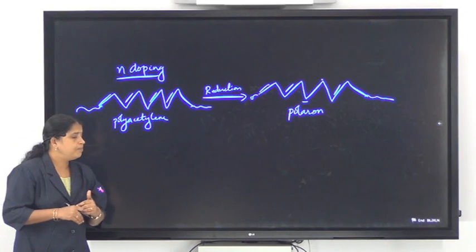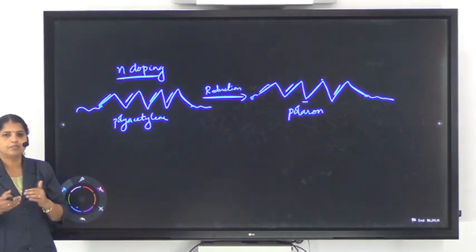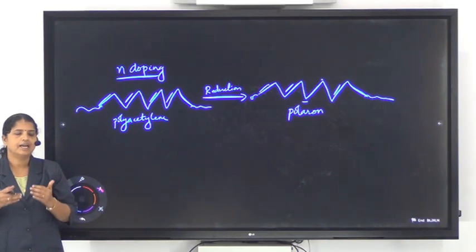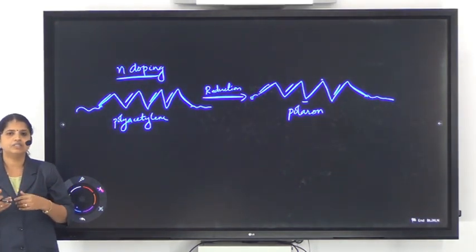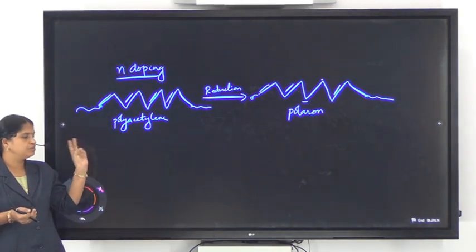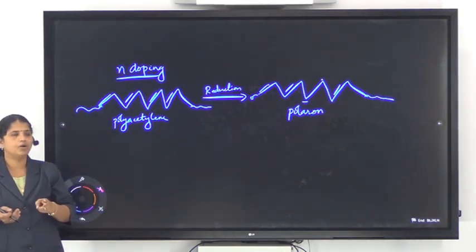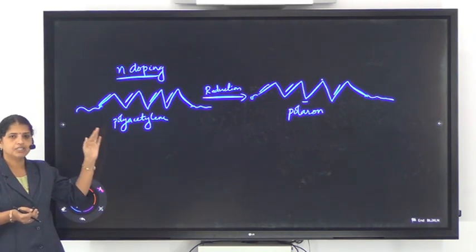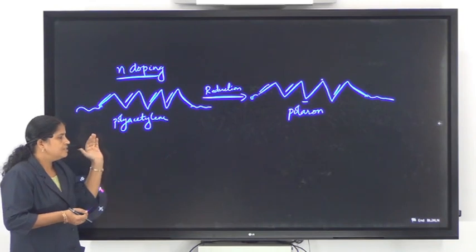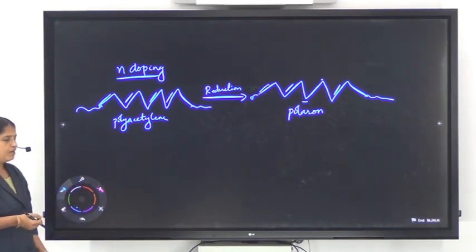So n-doping and p-doping: doping is the process of increasing the conductivity of these conducting polymers, originally having conjugated pi electrons, by oxidation or reduction. There are two types of doping, p-doping and n-doping. In p-doping oxidation takes place and in n-doping reduction takes place. So these are intrinsically conducting polymers.